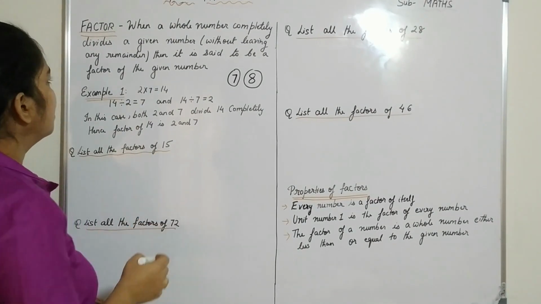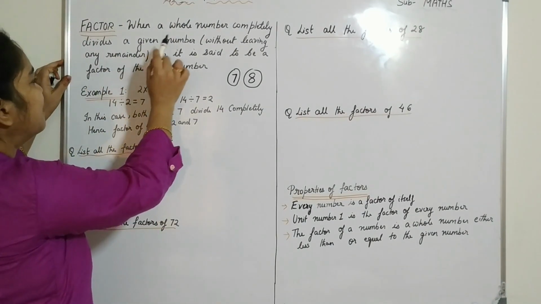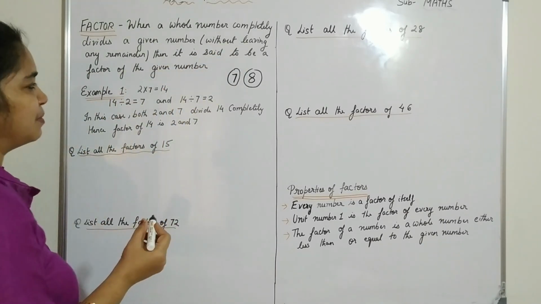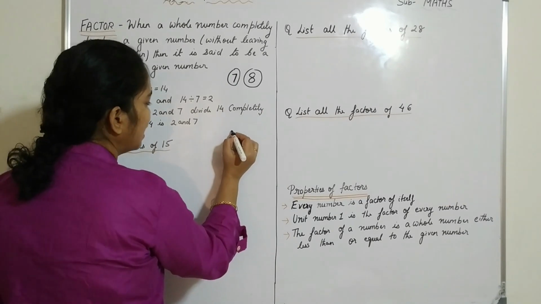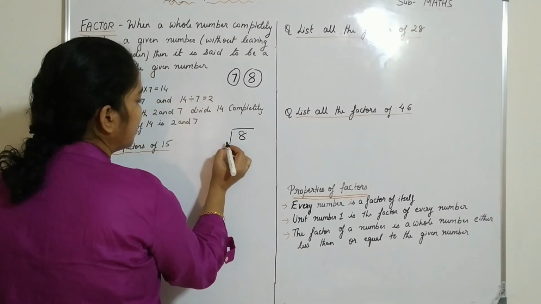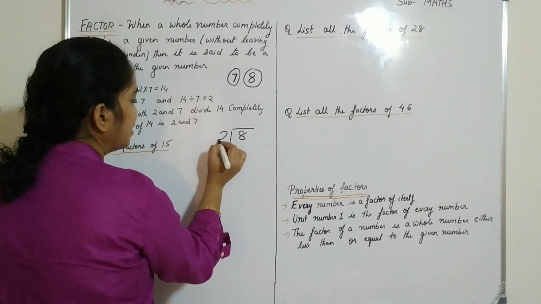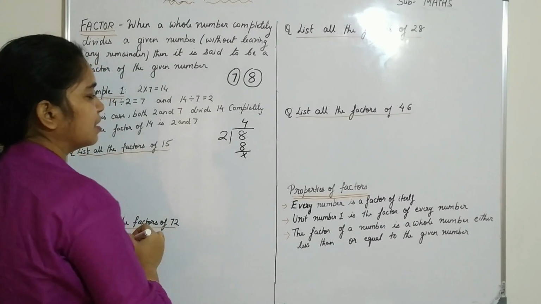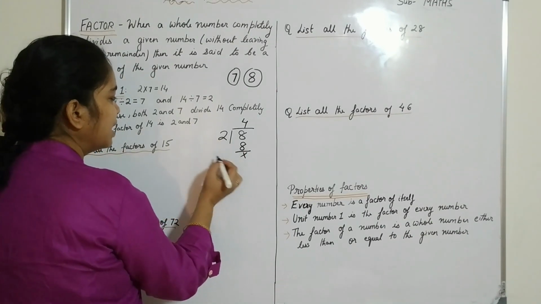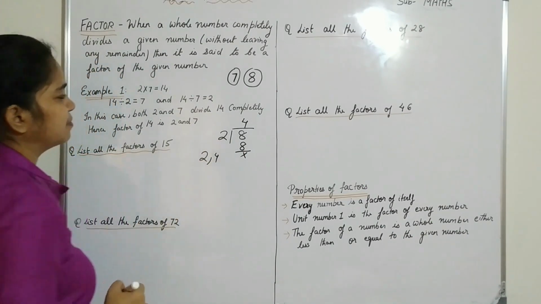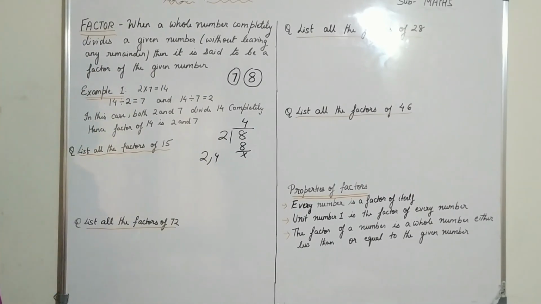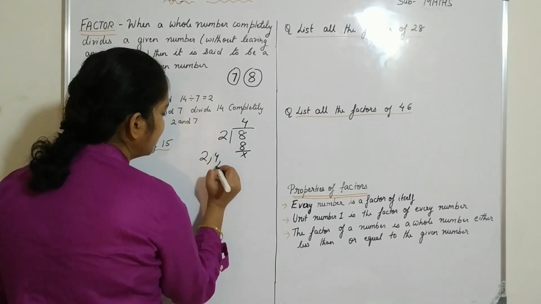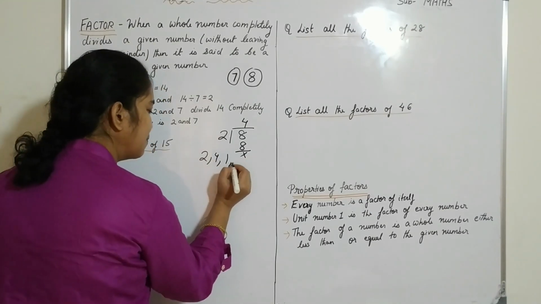When the whole number completely divides a given number without leaving a remainder, then it is said to be a factor of the given number. For example, if you divide 8, it can be divided by 2. 2 4s are 8, so no remainder. So the factors of 8 are 2 and 4. And also the factors of 8 are 1 and the number itself.